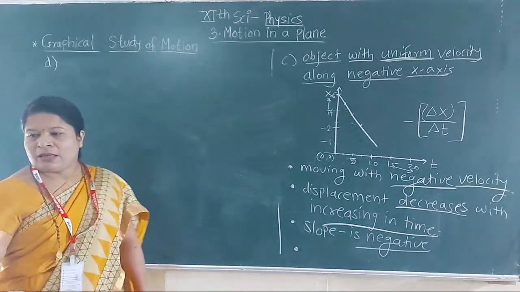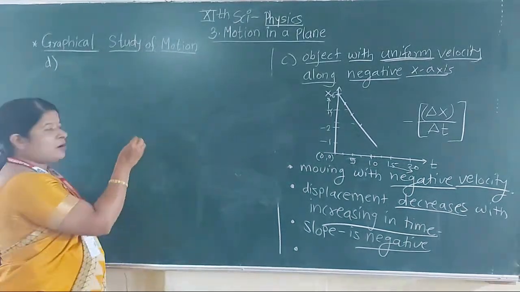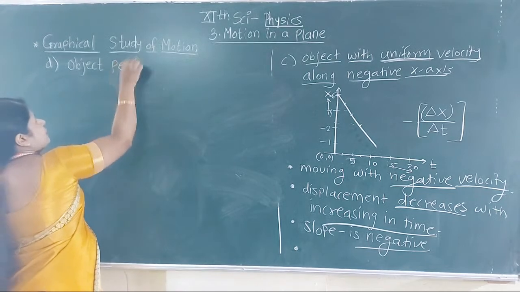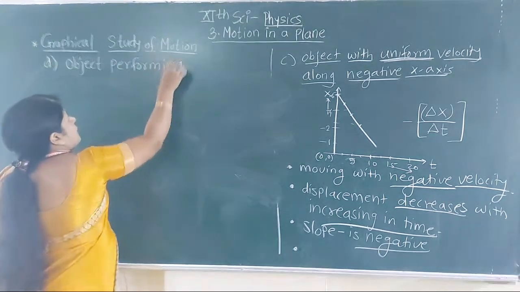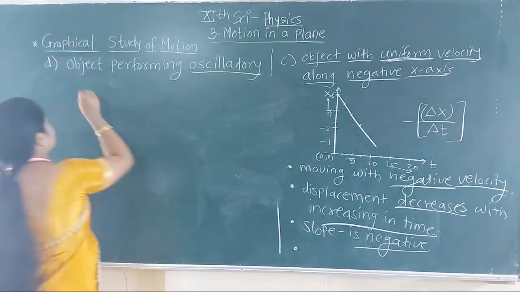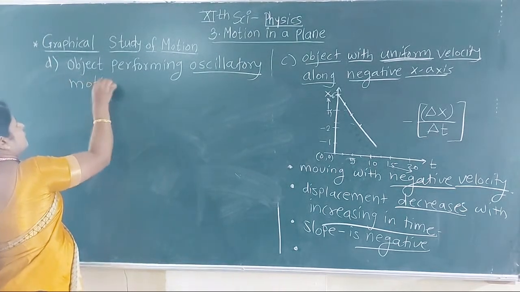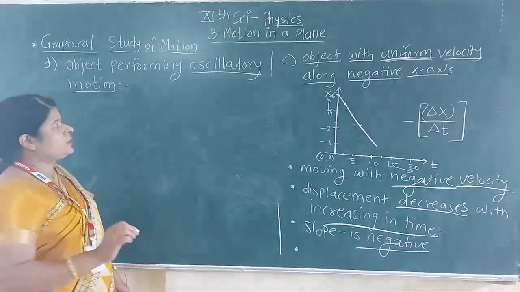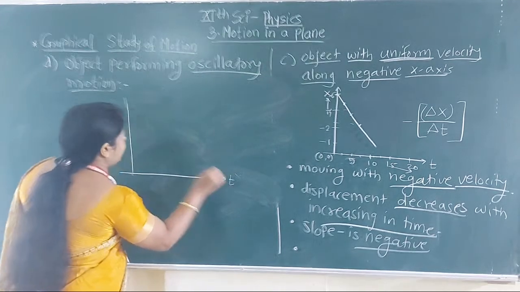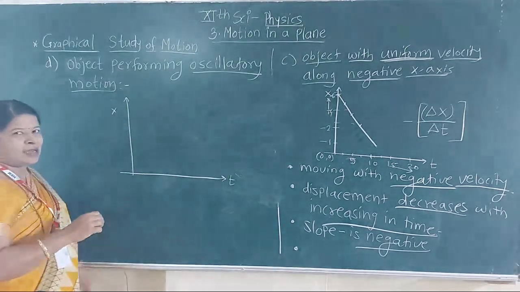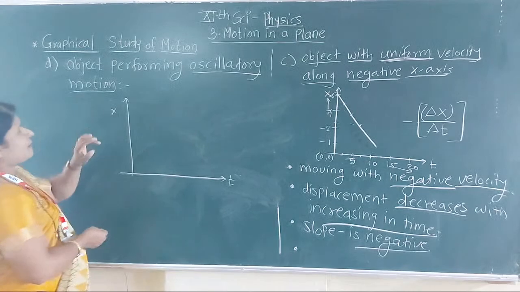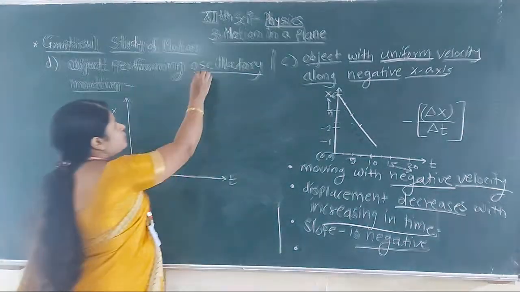point number D. Object performing oscillatory motion. Along the x and time axis again, because we know that the ratio of x divided by t gives velocity, and the object is performing oscillatory motion. So what is meant by oscillatory motion?